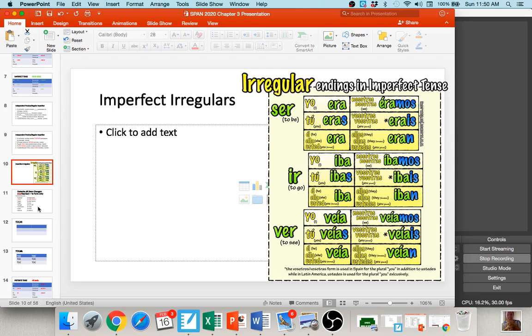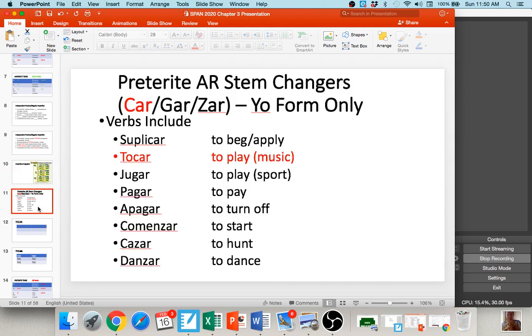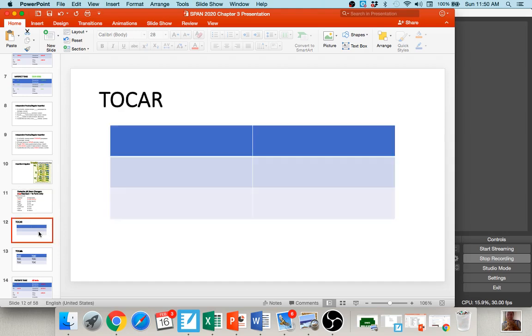Okay, so those are your imperfect irregulars. The preterite has way more irregulars than the imperfect, as I'm sure you know. We're going to start with irregular yo verbs in the preterite, what I call car, gar, zar verbs. As you're looking at these, you would think that you could just follow your regular verb conjugation process.